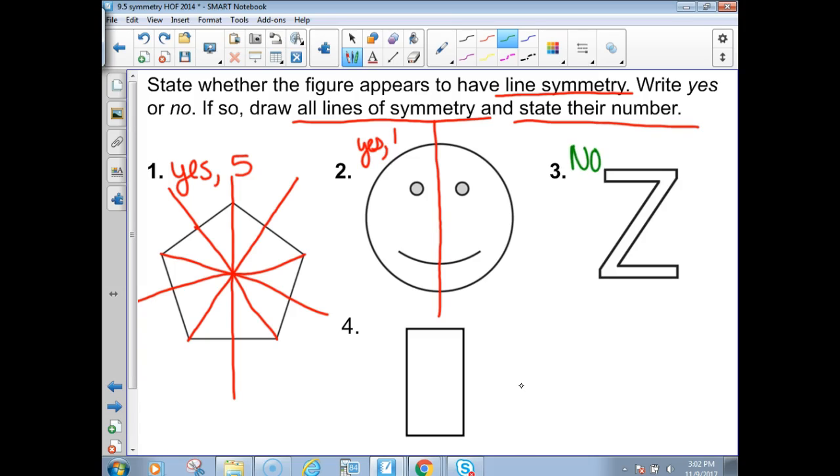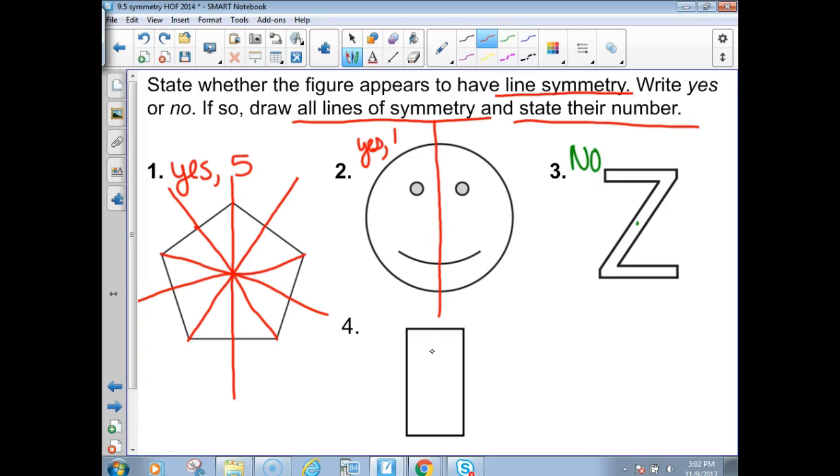Now, it does have that other symmetry I told you about. If I spin it, it would have order 2, and it would rotate 180. So it would have point symmetry. But we're not talking about that right now. We're just talking about lines. You got to remember what the question is asking.